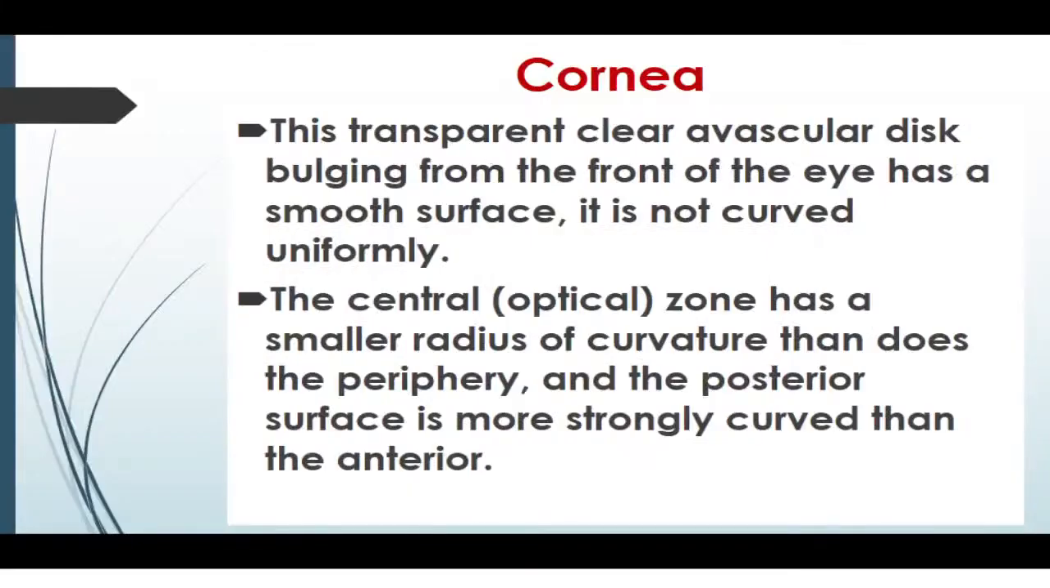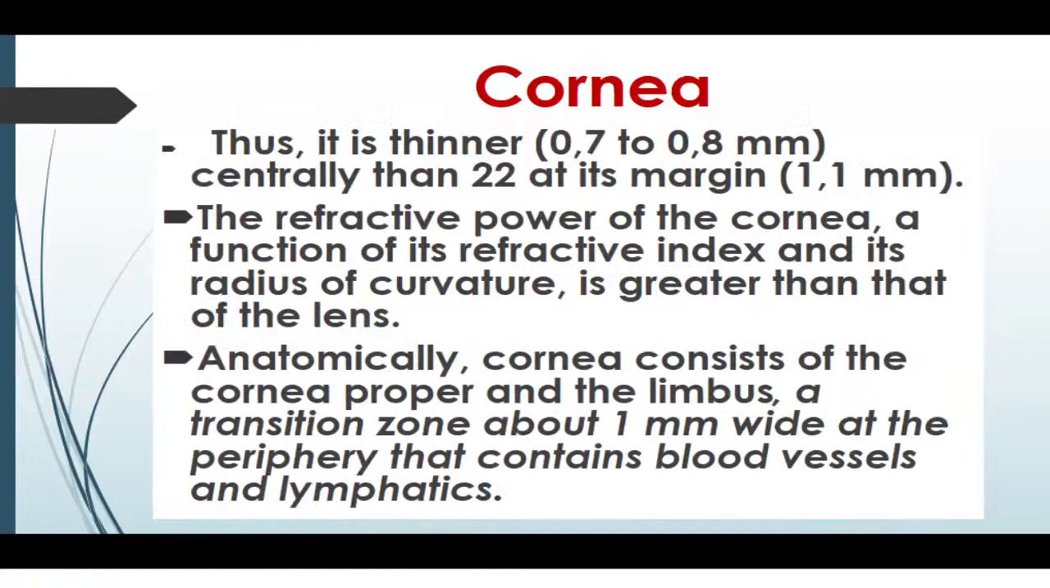Well, the cornea. This is a transparent, clear avascular disc, without any vessels. Remember, whoever tells me that any vessel is present in the cornea gets a bad mark, because it is an avascular disc, transparent and clear. Viewed from the front of the eye, it has a smooth surface, but it is not curved uniformly. The central optical zone has a smaller radius of curvature than the periphery, and the posterior surface is more strongly curved than the anterior. That's very important for light refraction.